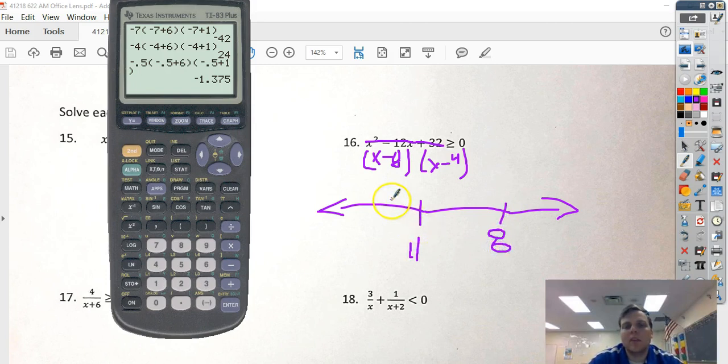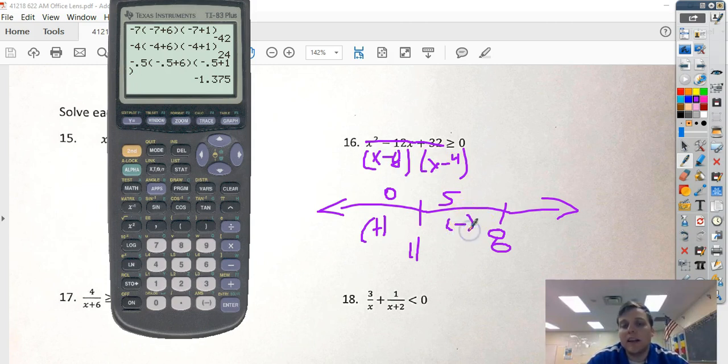So we need to pick a number to the left of 4, such as 0. Plug it in, 0. That gives me negative 8 times negative 4, which is a positive 32. So this is positive. And again, guys, I did that in my head, so put it in a calculator. Pick a number between 4 and 8, such as 5. Plug it in. 5 minus 8, 5 minus 4. That's going to be negative. That's going to be positive. Negative times a positive is negative.